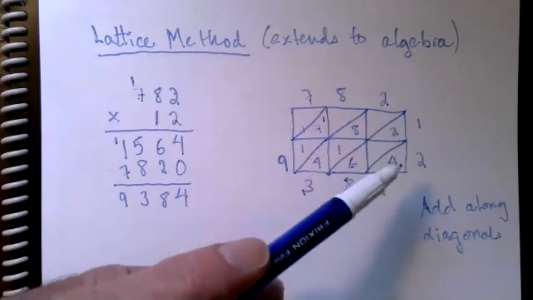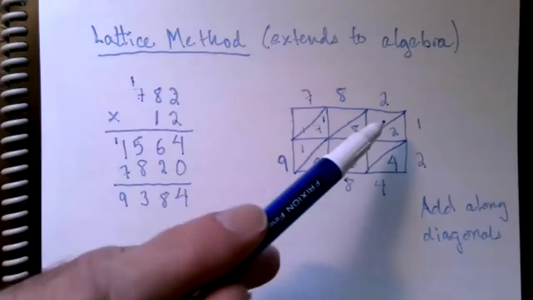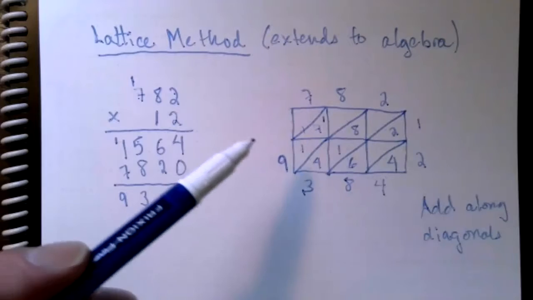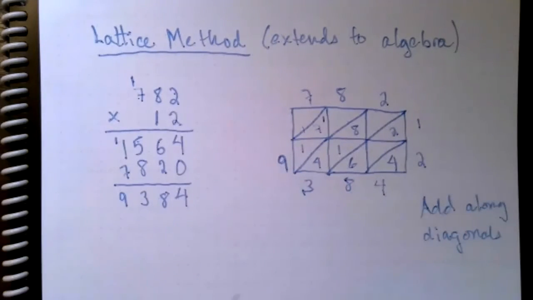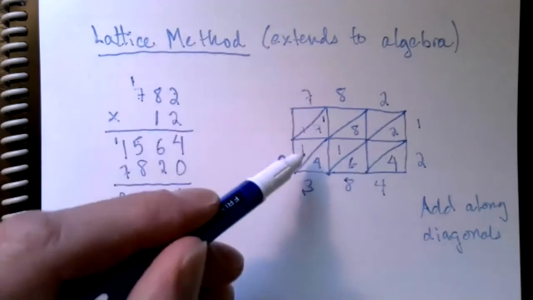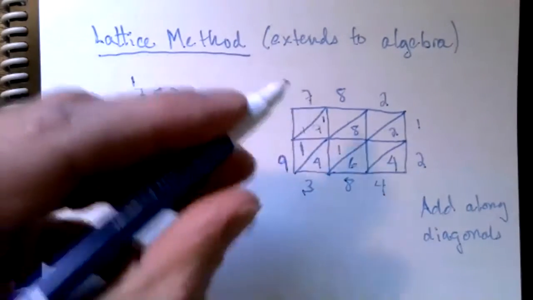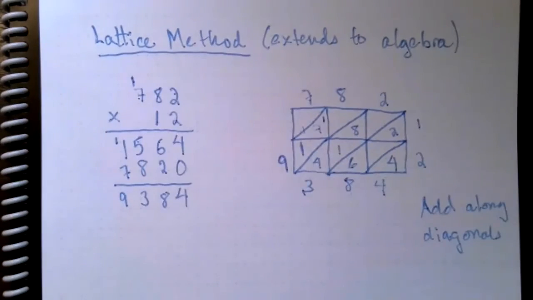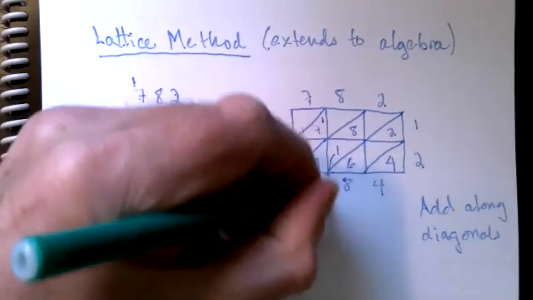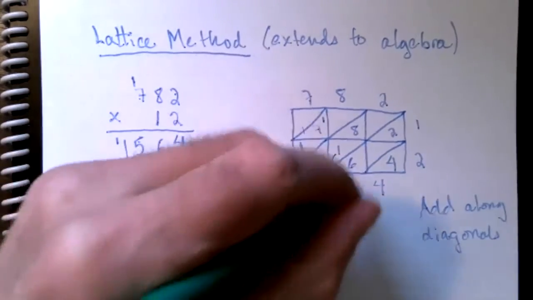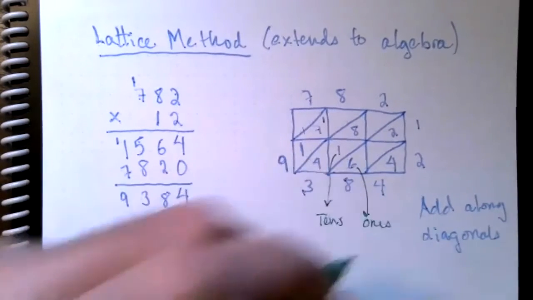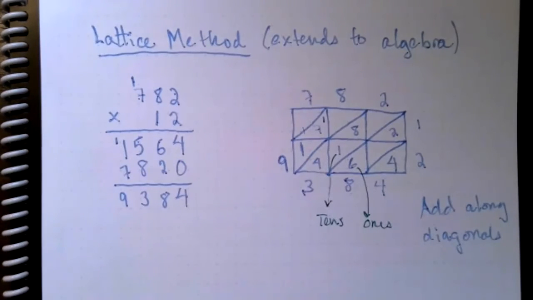So lattice multiplication. Make a grid. Put each multiplier around the perimeter, and then we fill in the little boxes. Note just a couple of additional items here. For example, that's from the tens, and that's from the ones. So lattice multiplication. It extends to algebra, which is why I like it. We'll see that a little bit later in the course.